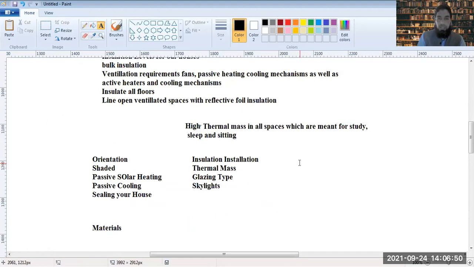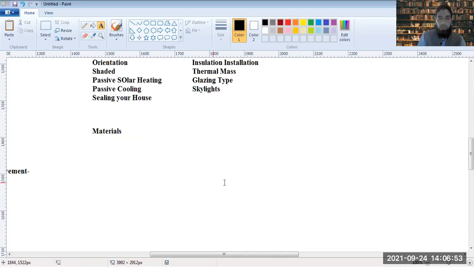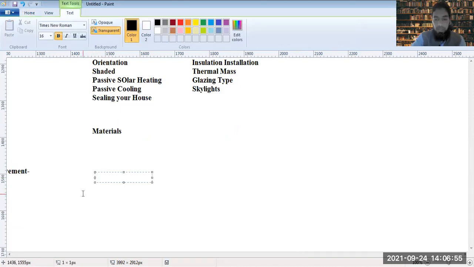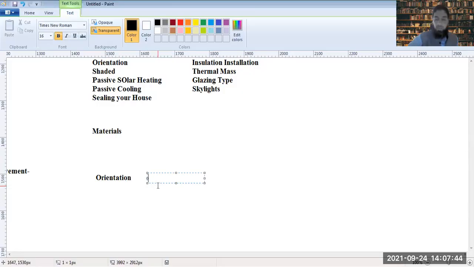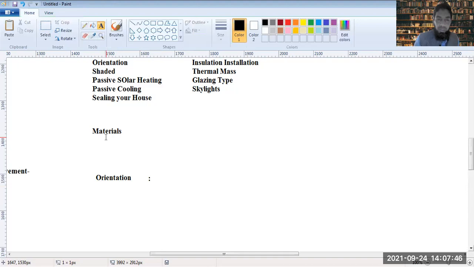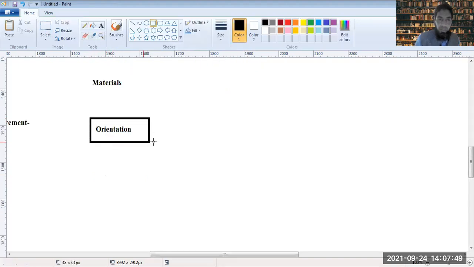The insulation requirements, and then let's move over to first the orientation of the structures. Now, how should the orientation of any structure be? That is very important. So the first criteria is the orientation of the buildings. Now, in which direction should we orient our buildings?